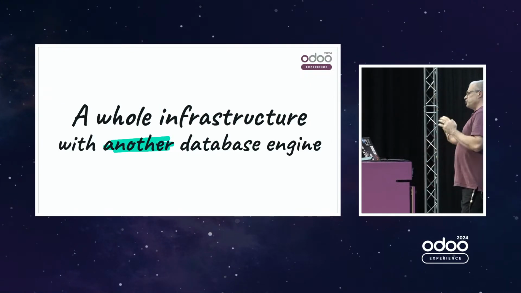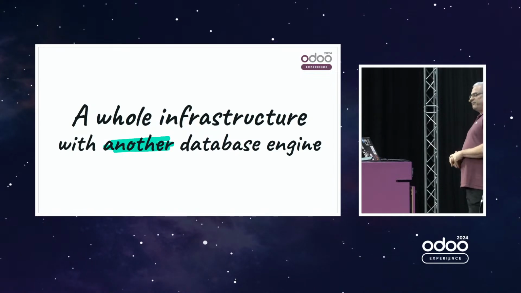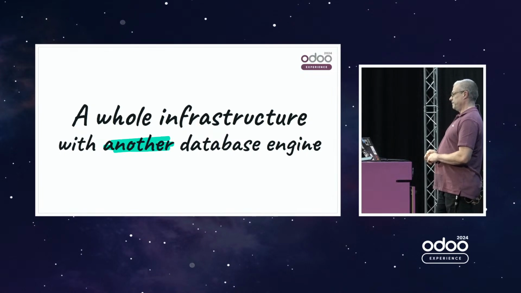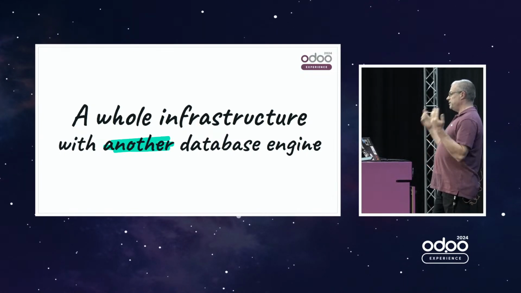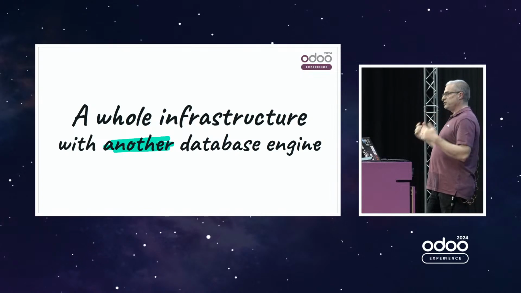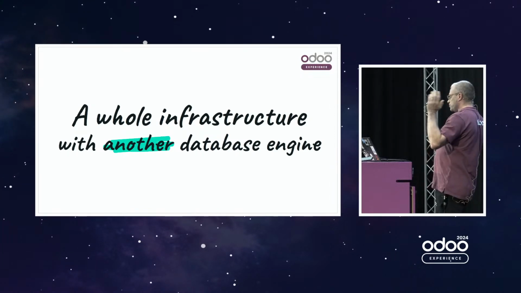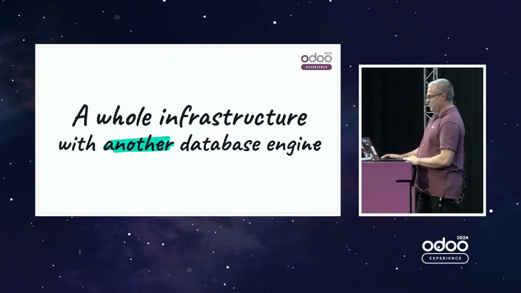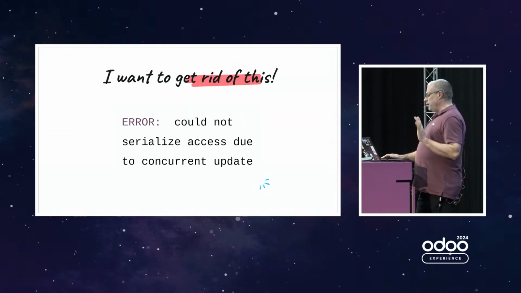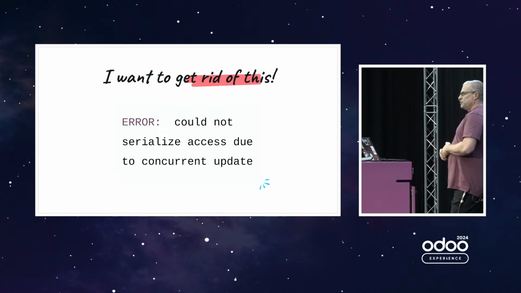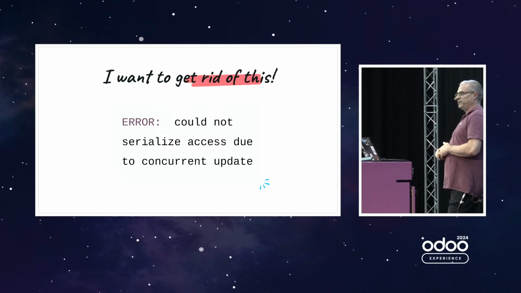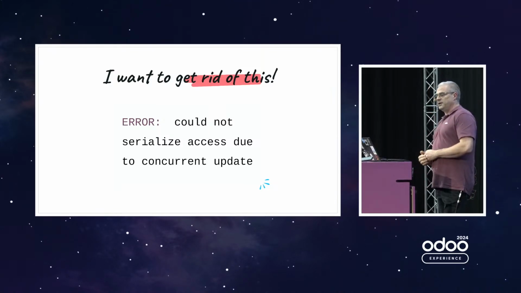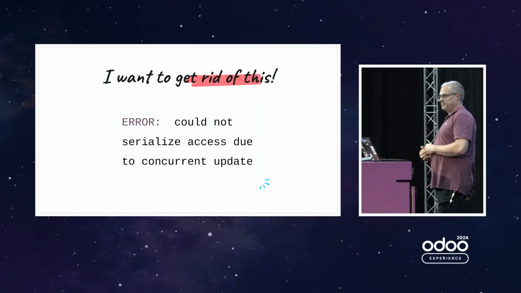Another reason to choose another database system is because you have a whole infrastructure with another database engine. Let's say you are running MariaDB and you have your whole infrastructure with MariaDB, and you say, okay, I want my application to run with MariaDB. And finally, I think this is the argument most people think of: I would like to get rid of this: could not serialize access due to concurrent updates.